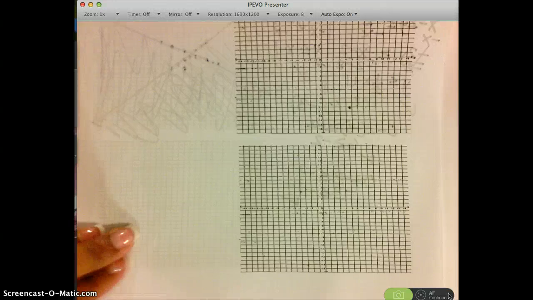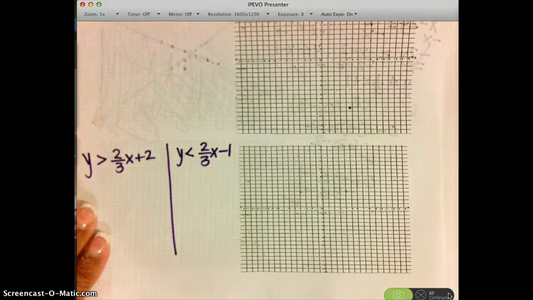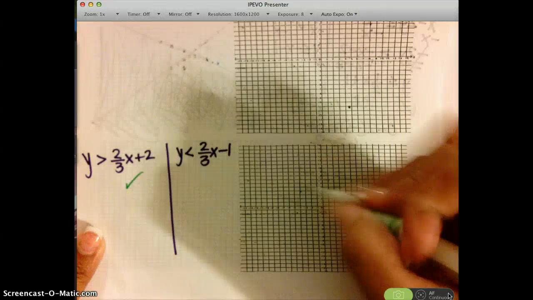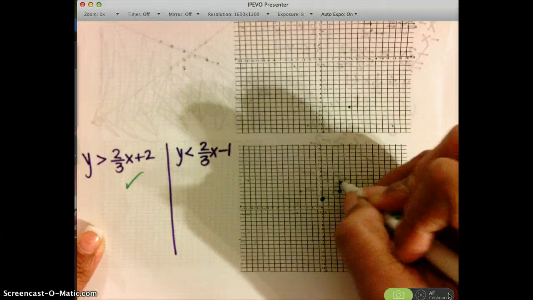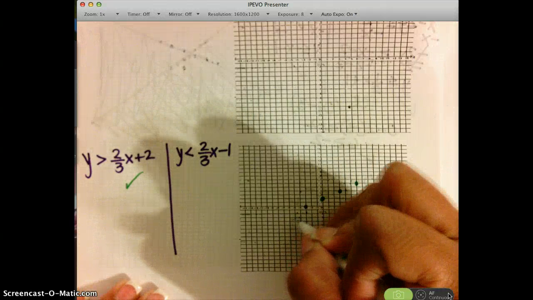Okay, we're going to do one more example. This example is y is greater than 2/3 x plus 2, and y is less than 2/3 x minus 1. I'm going to do the first one in green. Already in slope-intercept form, my y-intercept is 2. I'm going to go up 2 and right 3. I'm going to go down 2, left 3.